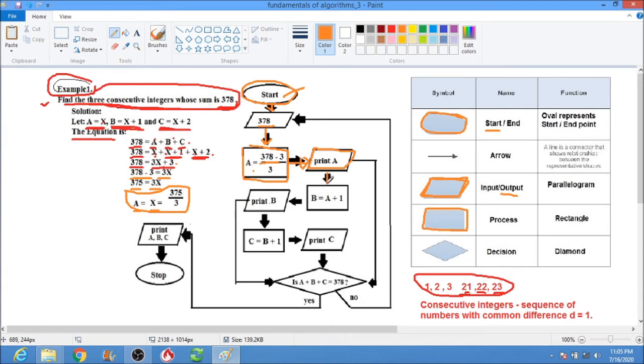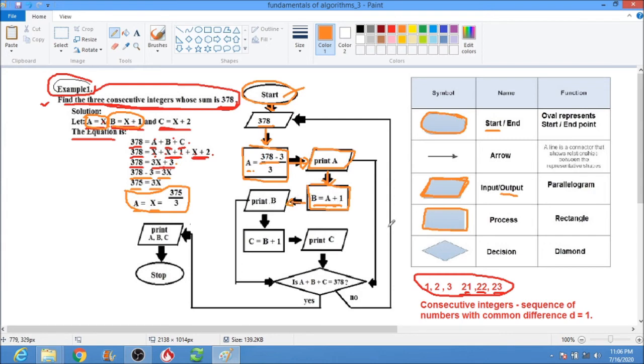Then next, we have another arrow and another process, the rectangle. We are going to solve for the value of B. Since we already solved the value of A, we are going to solve for B. Therefore, B equals A plus 1. Since we already have the value of A, A plus 1, then the output will be B.